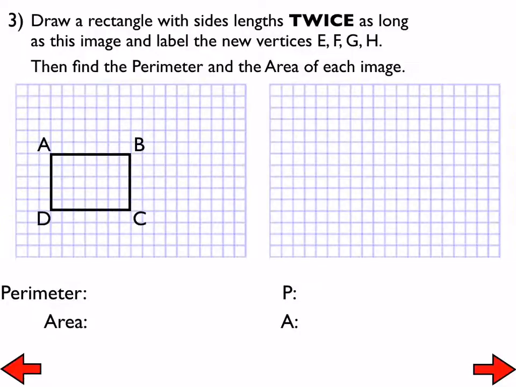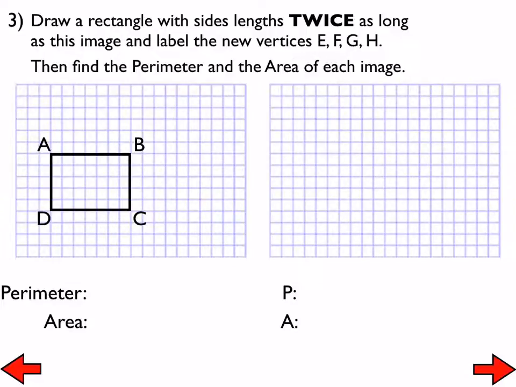And we're asked to draw a rectangle with side lengths twice that long. Well, if I'm going to do that, that's the multiplier or the scale factor. And then we're going to label it EFGH, and then we're going to find the perimeter and area of each.